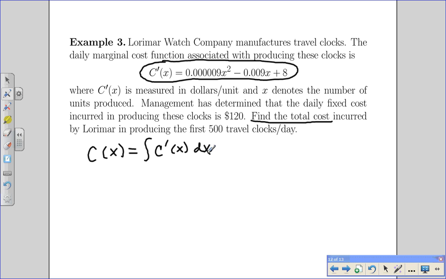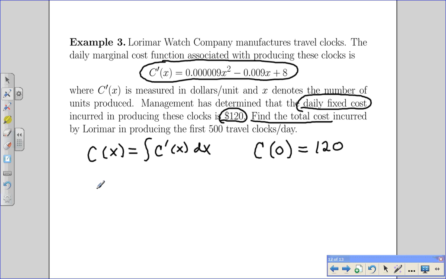So that's where this other $120 comes into play. It says the daily fixed cost is $120. That means if Lorimar doesn't produce any travel clocks at all, it still costs them $120. So that says that the cost of producing no clocks is $120. And that's my initial condition. C of 0, the cost of producing 0 clocks, is equal to 120.